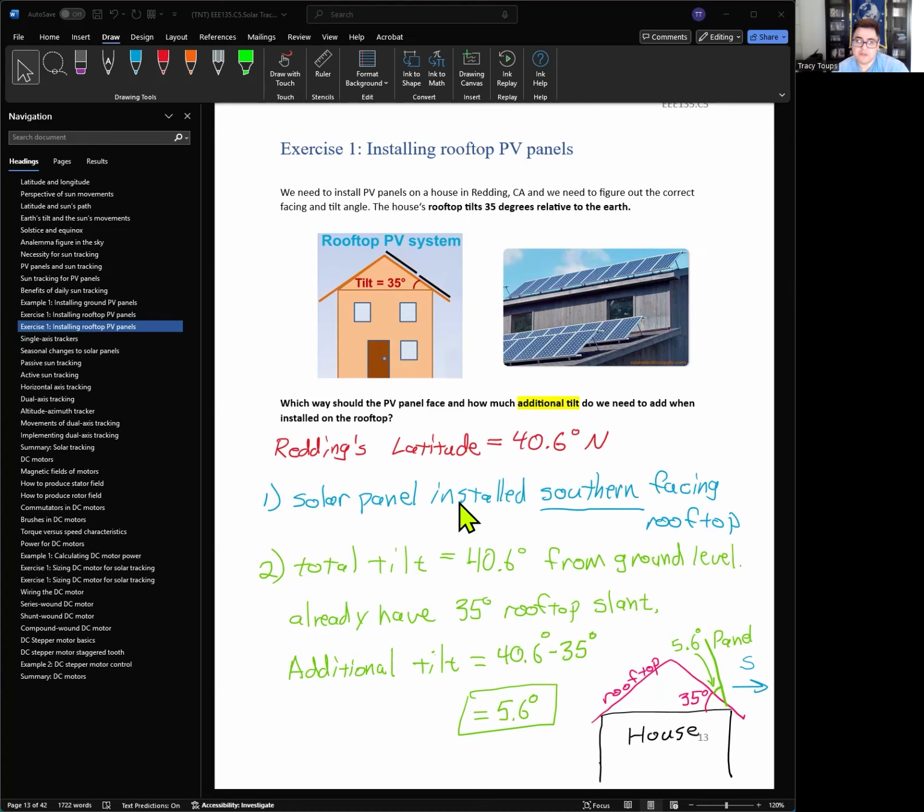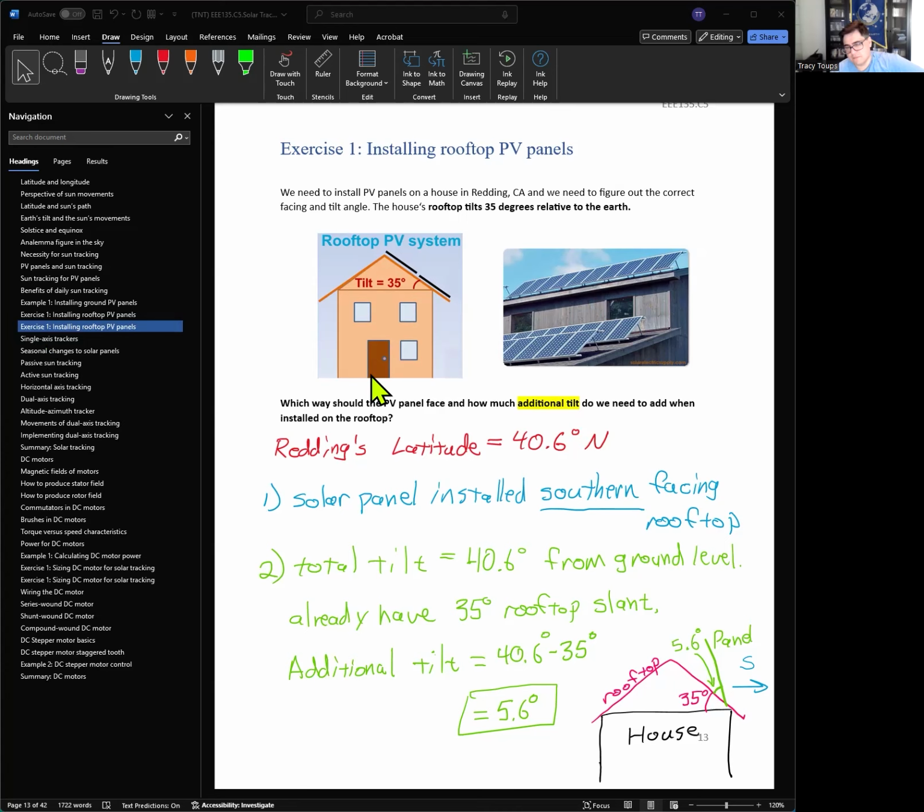Step number one. Step number two, the total tilt from ground level needs to be 40.6 degrees based on our latitude. We already have a 35-degree rooftop slant pointing south. So all we have to do is put an additional, well, 40.6 minus 35, 5.6 degree spacer or bracket right here, to create a little more additional tilt facing south. So here's the rooftop, and notice that we just put a little bracket over here, maybe exaggerated a little bit from drawing, and a panel should be facing south, and that's it. So it's just a basic rule of thumb. Anytime you're going to install solar panels, follow this rule.